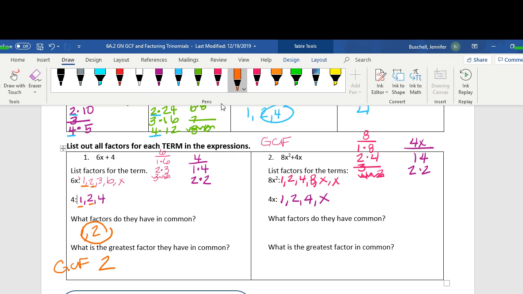Now I'm going to identify all the factors that I have in common. So 1, if you're not noticing, there will always be a 1 in common. 2, 4, and then each term both has 1x. So I can take out 1x. So of these 4 numbers and variables, which one is the greatest? Well, the greatest number is 4, and then they share an x. So my GCF is 4x.